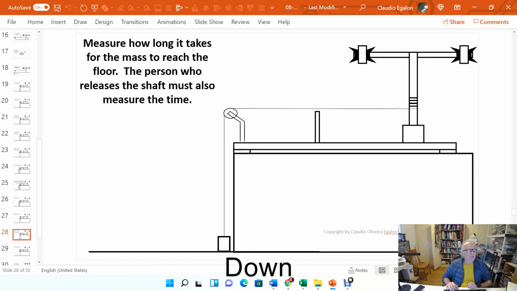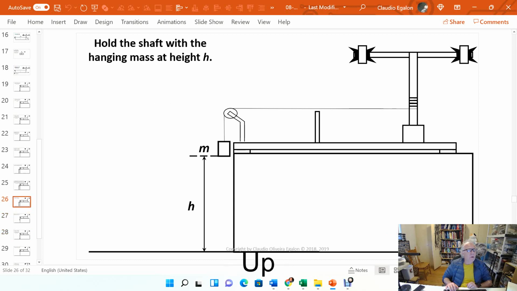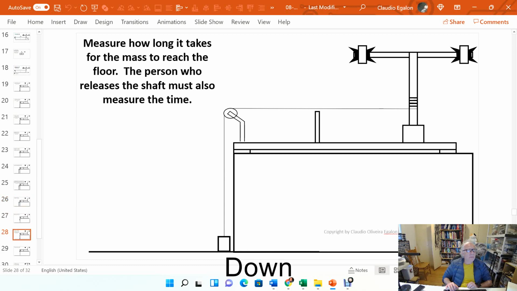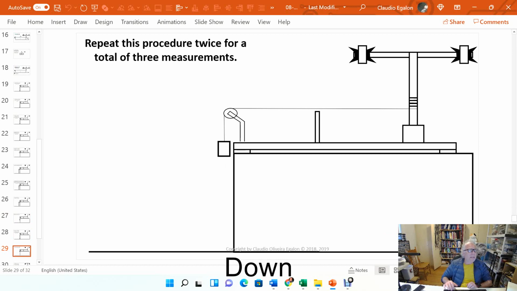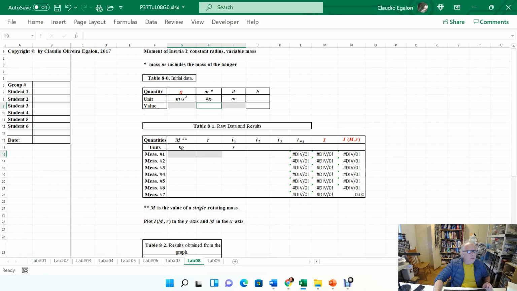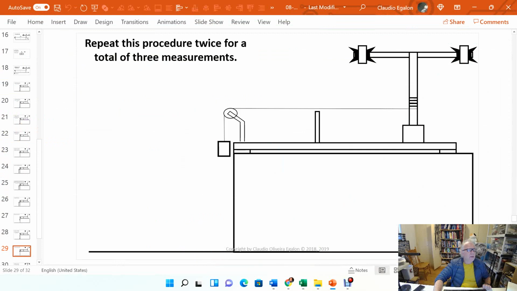This mass is going to fall, right? And you're going to measure how long it takes for the mass to reach the floor. That's going to be your T1. You're going to repeat the experiment 3 times, just like here. You go T1, T2, T3, and don't forget to measure the height as well. That was done for the 20 gram mass.